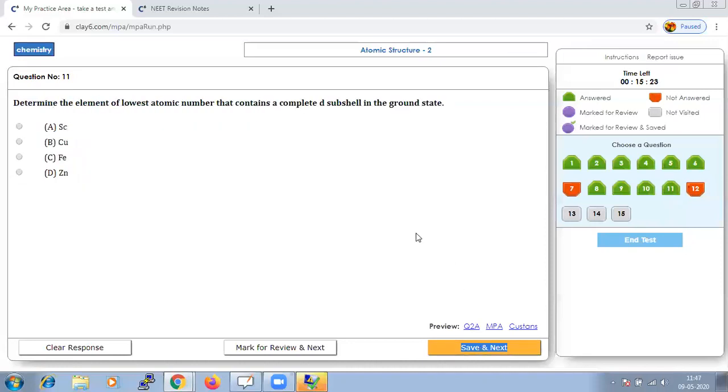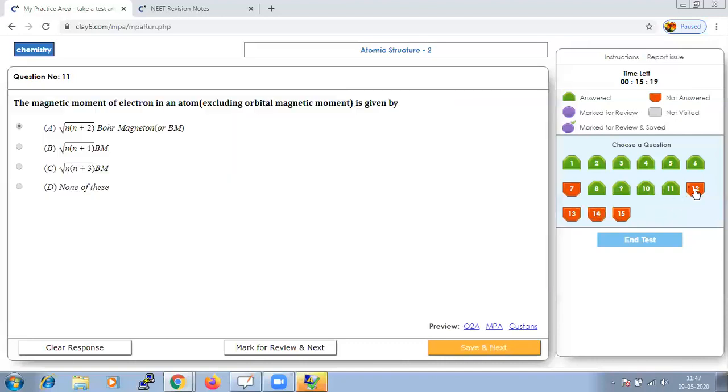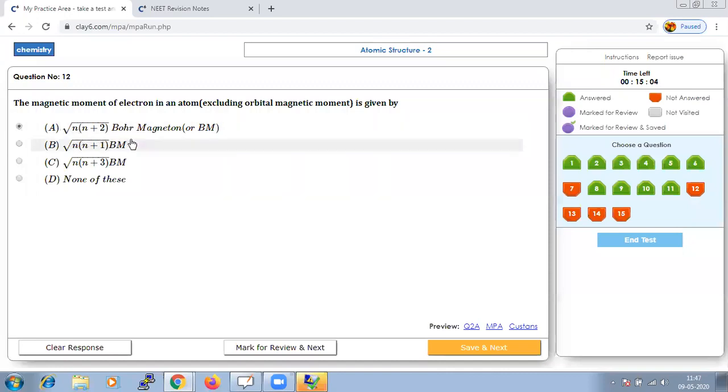Here it says that the magnetic moment of an electron in an atom is given by, this is the direct formula which we were discussing till now. Previous questions were solved using this formula, hence your option will be A. It is well known.